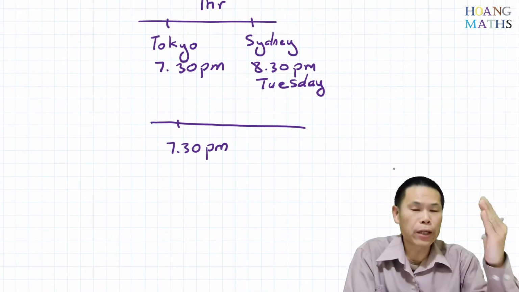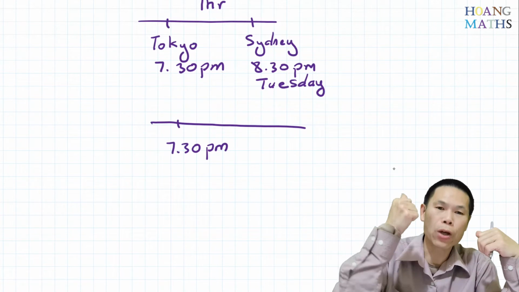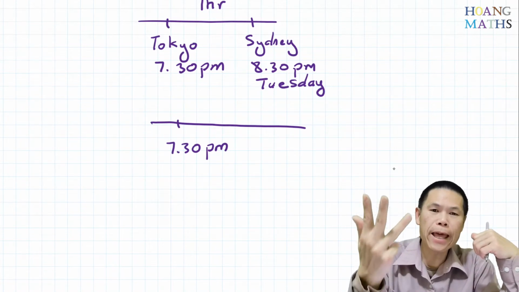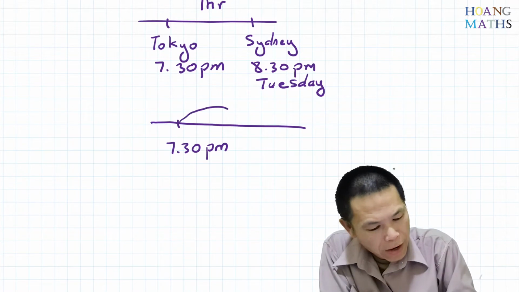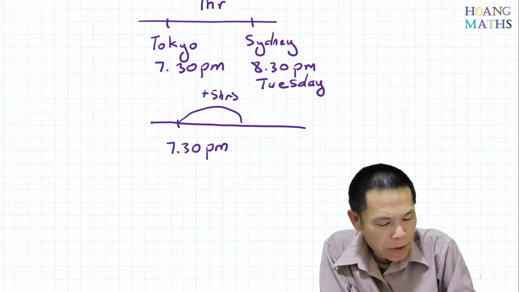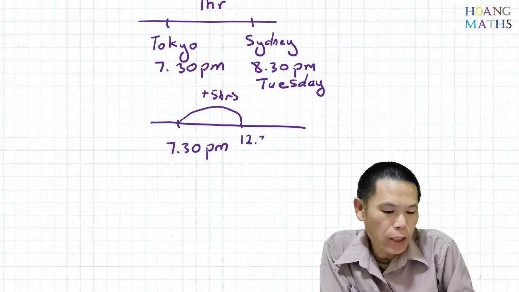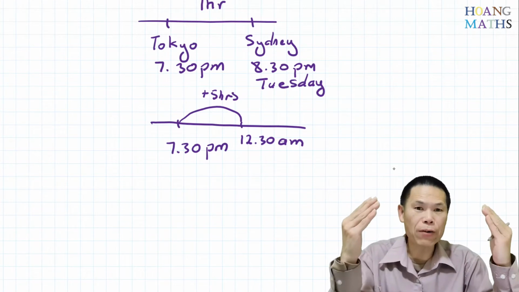Now we're just going to add up to 12:30 first, easier. So we go 7, we go 8, 9, 10, 11, 12. So we add 5 hours. If we add 5 hours, then that will be 12:30 a.m. So that is 5 hours later.